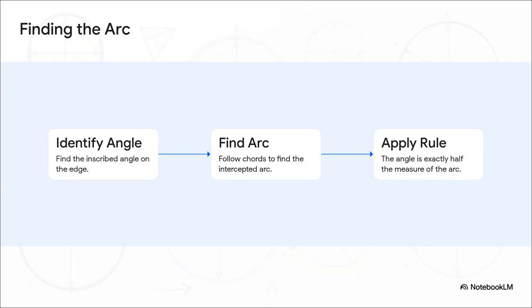So, here is the magic step-by-step reasoning for finding the relationship between an inscribed angle and its arc. Step 1. Identify your inscribed angle with its vertex resting right on the edge. Step 2. Follow its 2 chords outward to find that trapped intercepted arc. Step 3. Apply this golden rule. The inscribed angle is exactly half the measure of its intercepted arc.